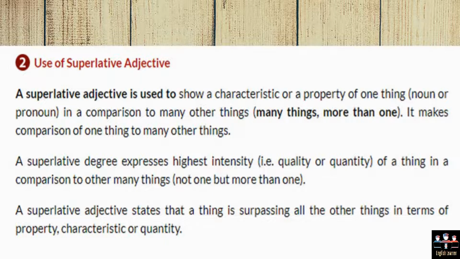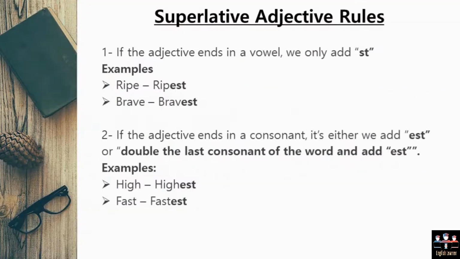A superlative degree expresses the highest intensity, of quality or quantity, of anything in comparison to many other things, not one but more than one. A superlative adjective states that a thing is surpassing all other things in terms of property, characteristic, or quantity. Let us see the rules for superlative adjectives.